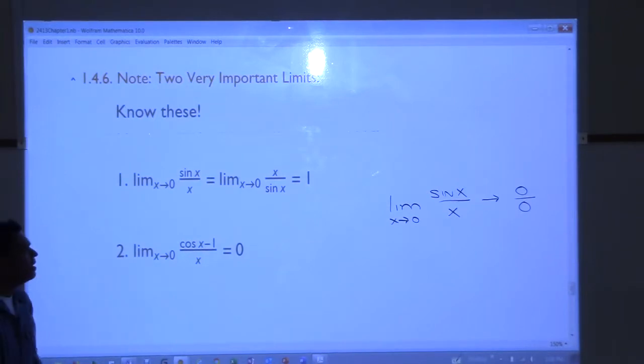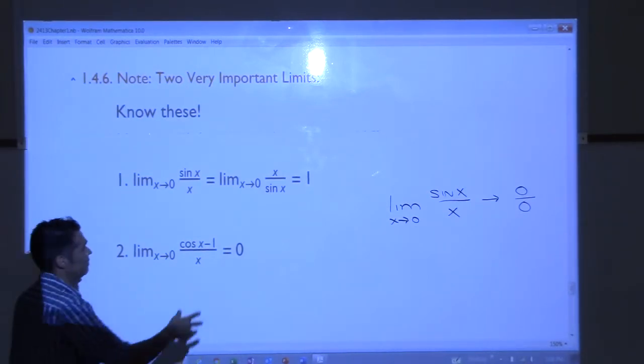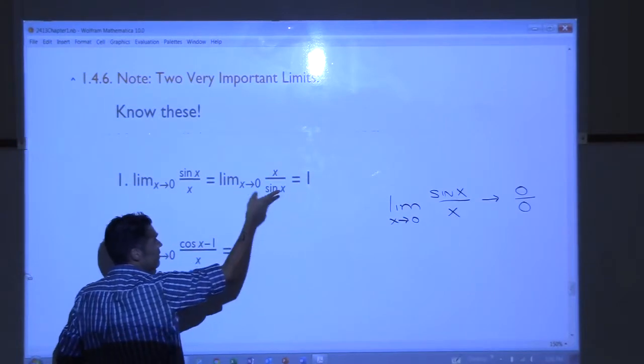All right? Now, a little bit more about this limit. This limit is 1 even if you flip it over.